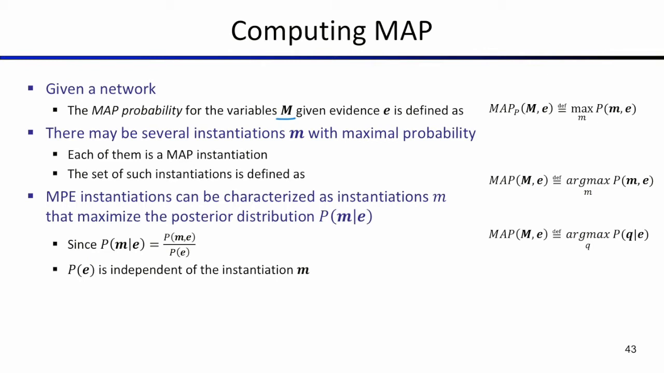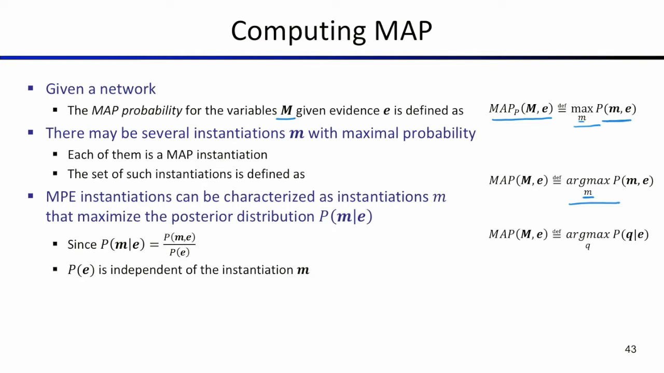So if you are interested in computing the MAP probability for the MAP variables M and evidence E, what we're going to do is compute the maximum probability over all assignments of the MAP variables M in this joint marginal here that has only the MAP variables and the evidence E. But in most cases, we are not interested in the MAP probability, but in the MAP instantiation. That's very similar to MPE. In this case, what I'm going to do is compute the argmax. So I'm interested in the instantiation M that has the maximum probability.